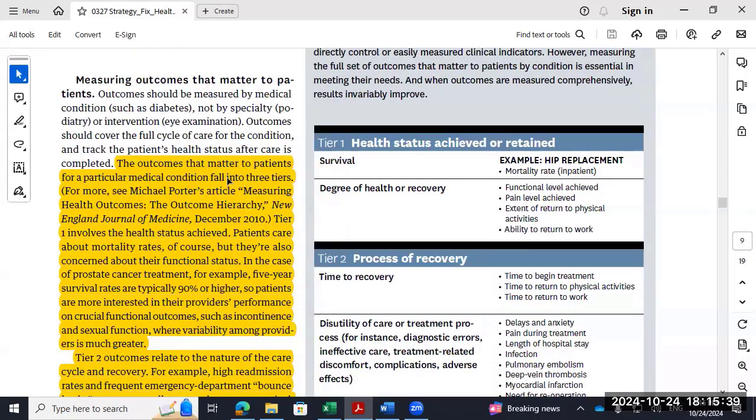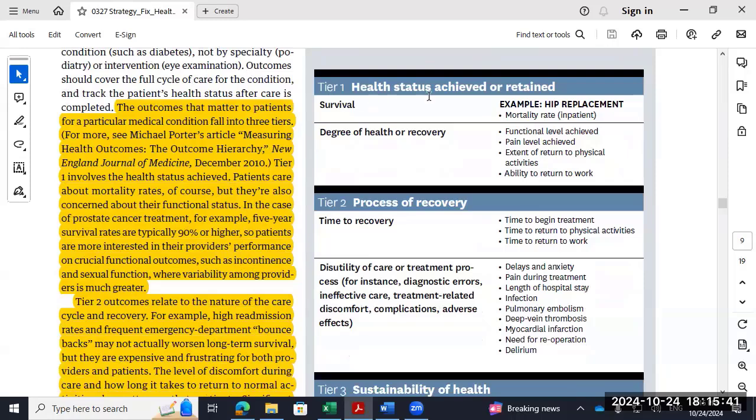The outcomes that matter, so here they are. They have a list here. You might want to summarize some of these. This goes under the second one. Mortality rate, that sounds pretty important.